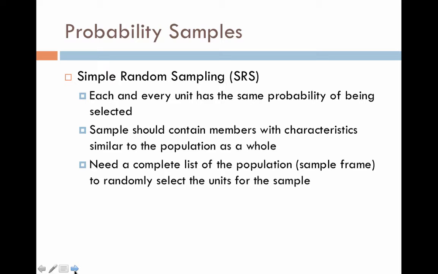And so probability samples, some of the ways we do them, it's simple random sampling. Each and every unit has the same probability of being selected. The sample should contain members with characteristics similar to the population as whole. And you need a complete list of the population, which we call a sample frame, to randomly select the units for the sample. And so that would be if, say, we were doing a study of all Cal State Fullerton students, we'd want to make sure that the members of our sample had characteristics similar to the population as a whole. So that might include thinking about gender breakdown, ethnicity, race, socioeconomic background. And then we'd also want to be able to calculate the probability of somebody being selected.